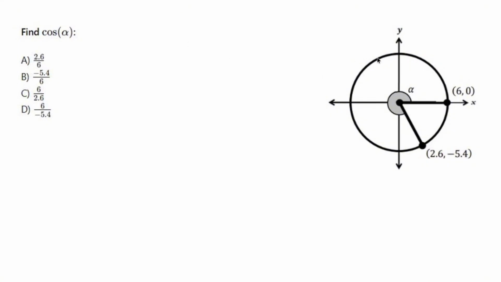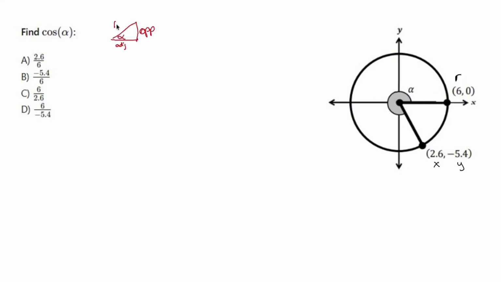Find cosine of alpha. Well, we're given a circle here, and this circle, when flattened out, stretches all the way out to 6, which tells us this circle has a radius of 6. If I take an angle and spin it around, I land on an angle alpha that also gives me the coordinates of 2.6 as an x and negative 5.4 as a y. Now, my focus here is on cosine. We remember from geometry that in SOHCAHTOA, the CA is the cosine, and the A stands for the adjacent side.